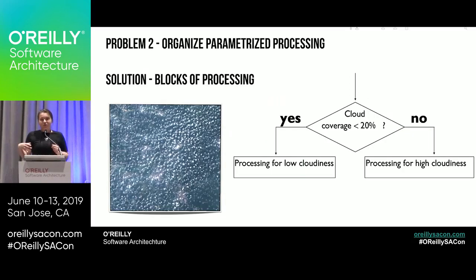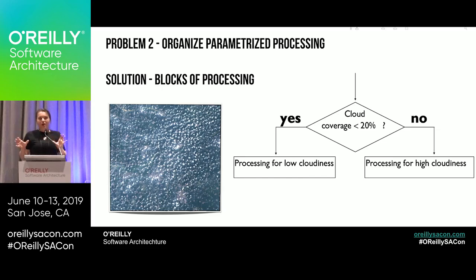Another problem we face, even in very simple workflows, is that the processing differs depending on the parameters. For example, cloudy images need one type of radiometric correction. Cloudless images require different types of corrections, or depending on the location, or any other parameters.